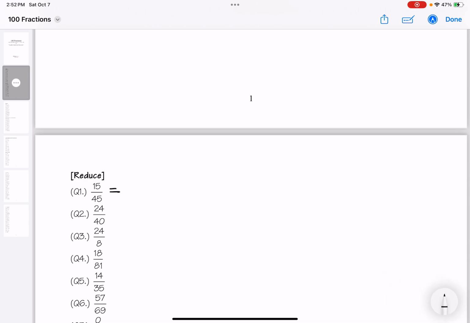So first thing over here, I would recommend writing this as 15, and then the bottom would be 15 times 3. And this is going to be 15 over 15 times 1 over 3. This might seem ridiculous, but 15 over 15 is 1, and 1 times 1/3 is just 1/3. All right, that one's done.